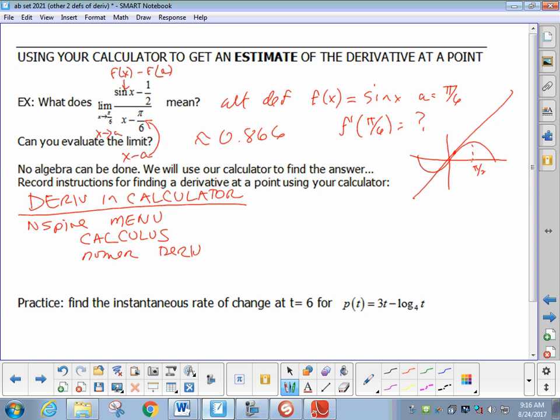Does anybody have an 84? Cool. Go to Math 8. When you do that, did it paste in a derivative expression kind of thing? Okay, so same deal then. What you're going to do is enter the function, then the value. Okay, type that in and see how it goes.